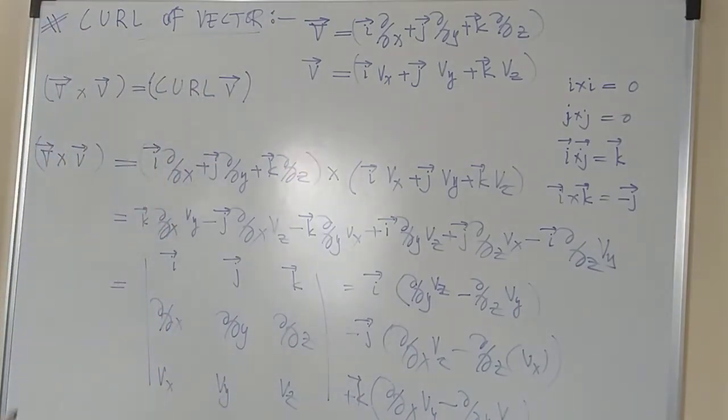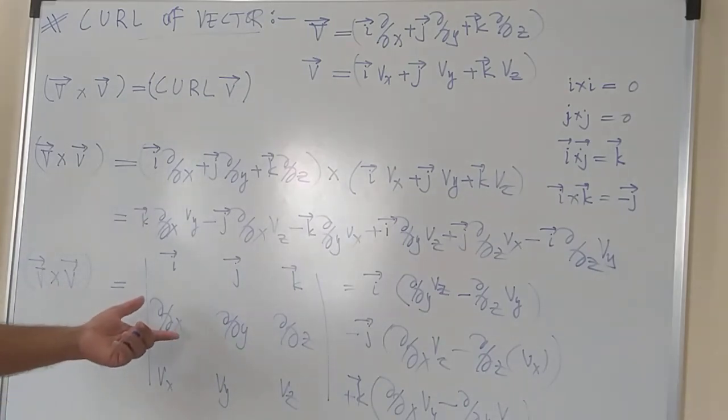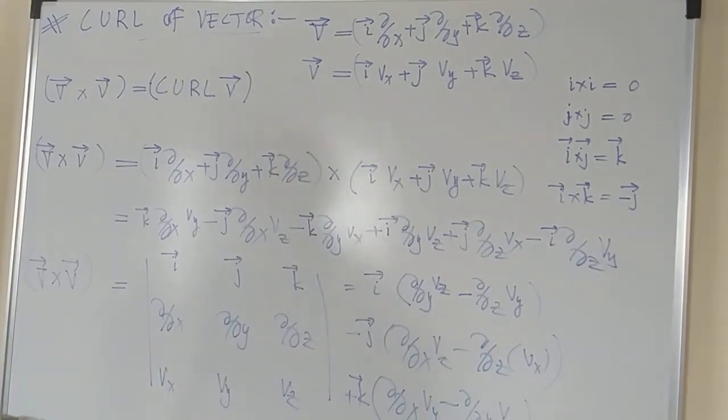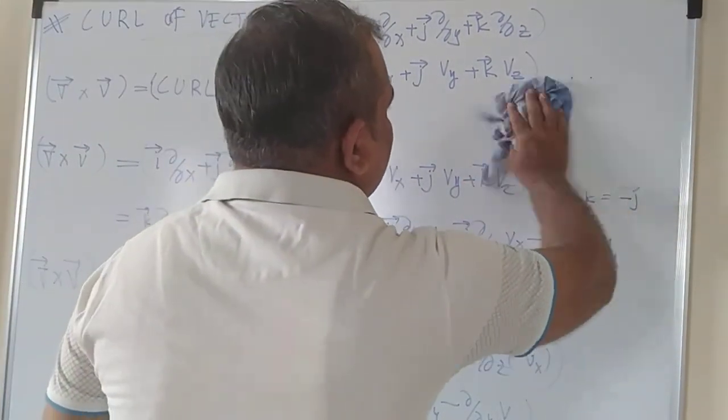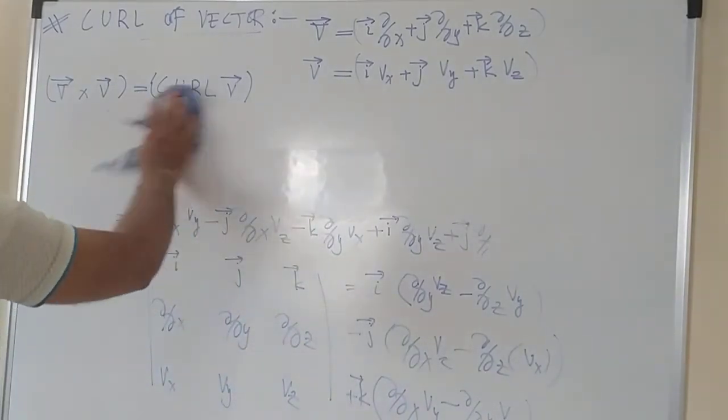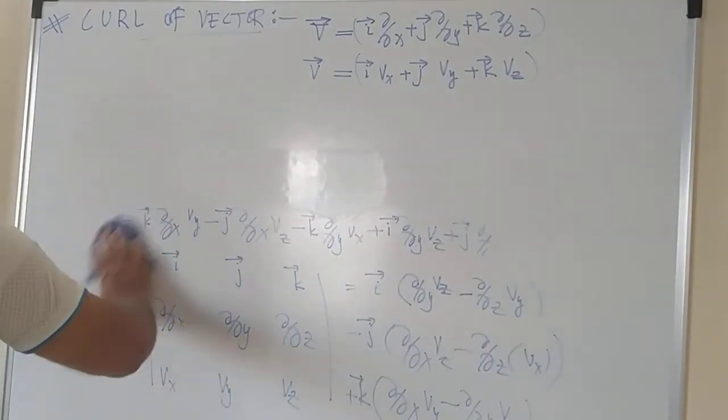So ultimately I can say the cross product of the differential operator and vector field will be a determinant of i, j, k and its components, and this is called the curl of the vector, right? So this is a very simple definition. So let us solve a problem based on the curl of the vector only, so that you can understand it well. And so let's go for the problem.